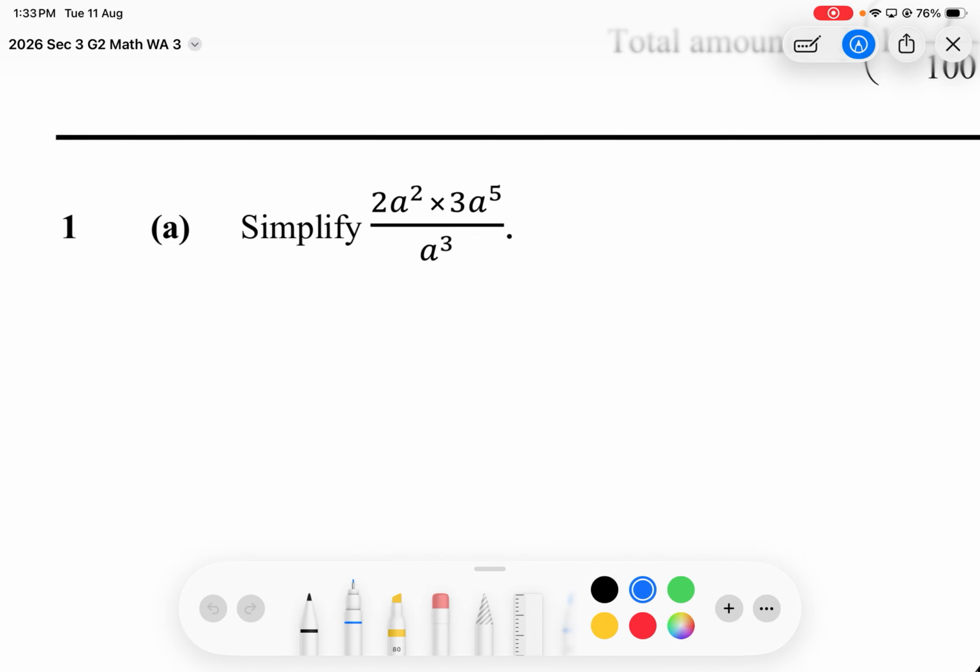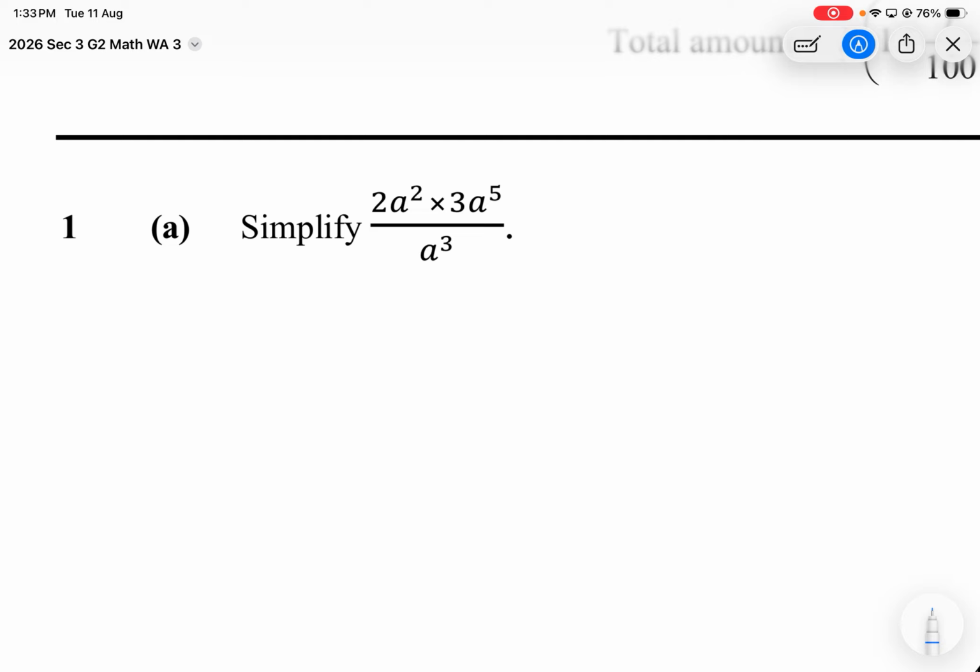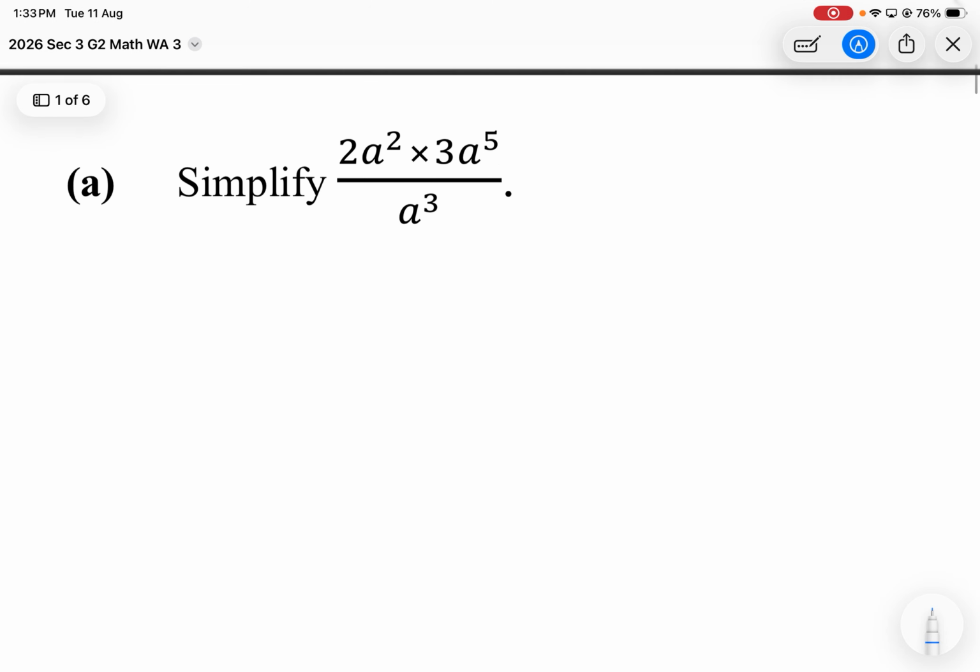Okay, for math papers, the questions will always repeat. So WA3 will come out again at the end of year. So if you get it wrong, you learn it now, then you'll get it correct for your end of year.